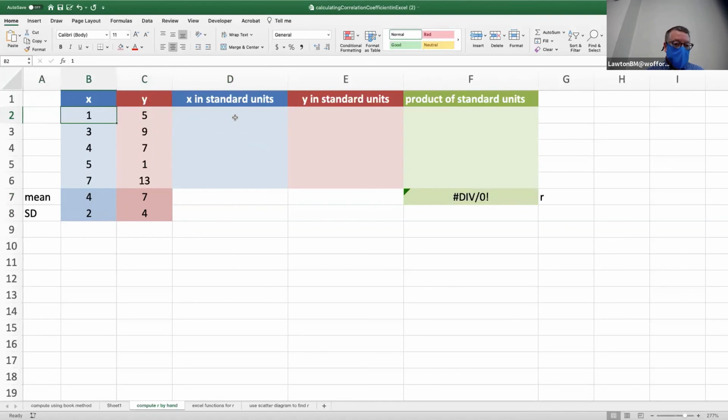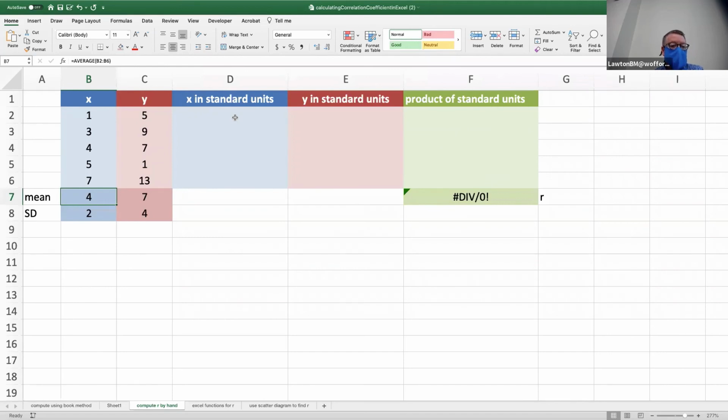So 1 is 3 away from the average of x, right? Or better yet, let's start with this one. 4 is how far away from the average of x? 0. So it would be 0 standard deviations away. 1 is 3 standard deviations away, right? And is 1 positive or negative? Is 1 above or below the mean? Below. Okay, so it's a -3.